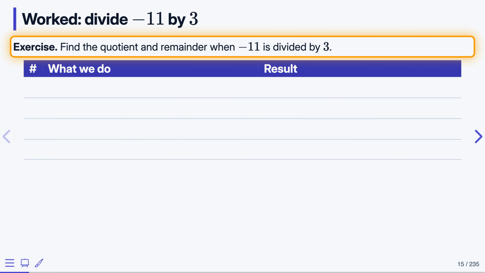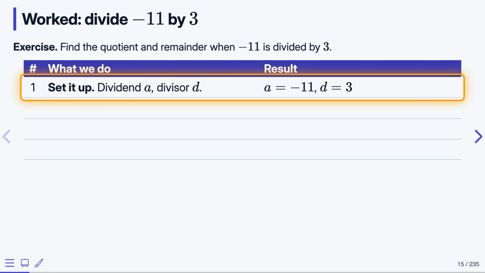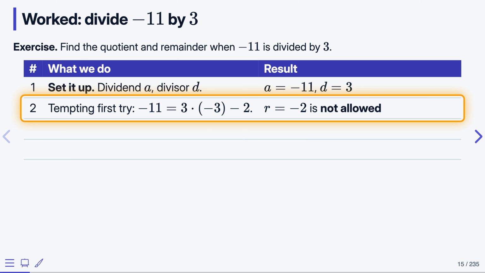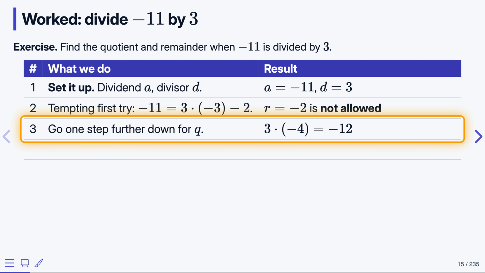Negative numbers need care, so let's go slowly. We divide minus 11 by 3. Step 1, set it up. The dividend a is minus 11. The divisor d is 3. Step 2, now the mistake people often make. Minus 11 equals 3 times minus 3 minus 2. That gives a remainder of minus 2, but the rule says the remainder must be 0 or more, so this is not allowed. Step 3, take the quotient 1 step further down.